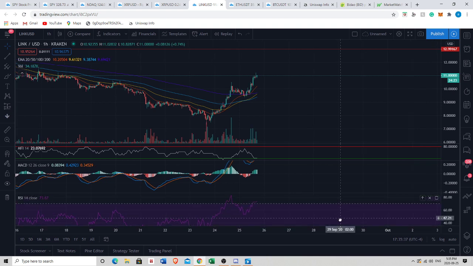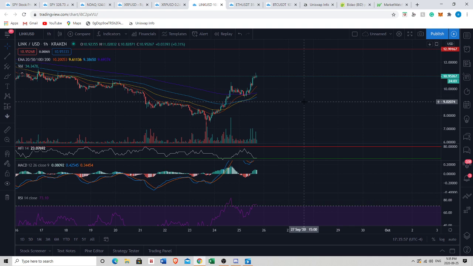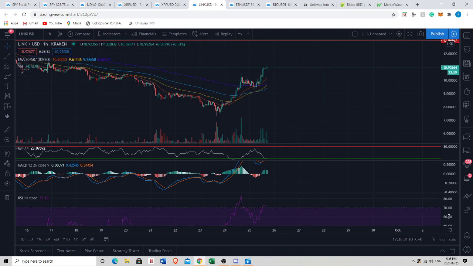Now, if we look at our RSI, what do we see here? We see a lower high. Okay, guys, so we see that this peak on the RSI coincides with this peak in the price action. This peak in the RSI coincides with this peak in the price action. As we can clearly see, this peak here is lower than this one. Now, this may not be finished forming, but it kind of looks like it is.